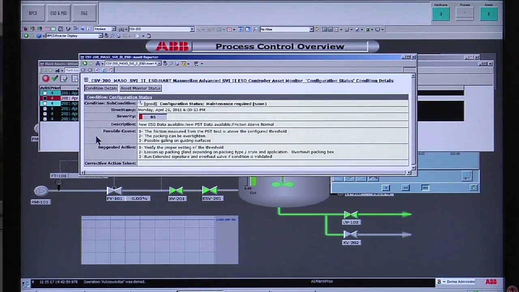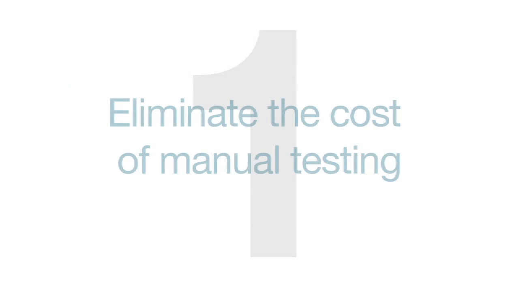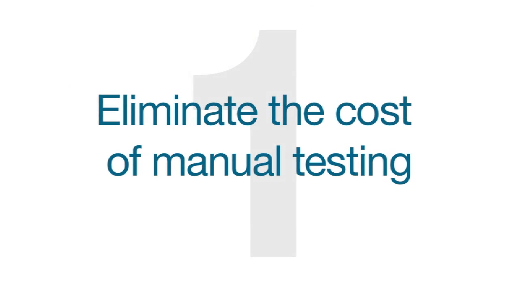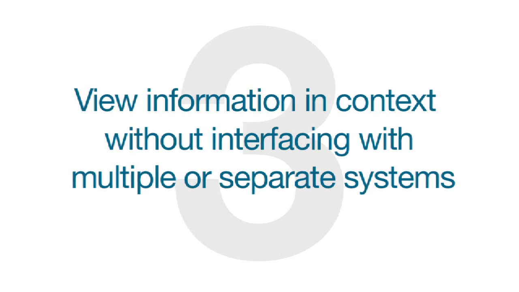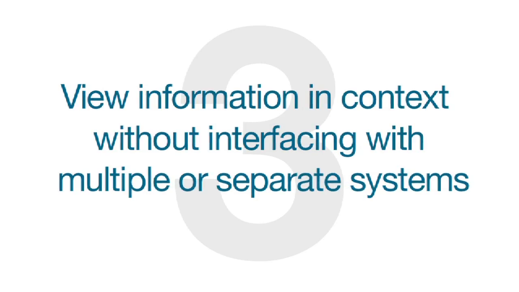Within 800XA, from this type of information, we could then proceed to create a work order and so on if we're connected to a computer maintenance management system. In summary, a properly integrated partial stroke test implemented as part of your overall proof testing strategy will enable you to: 1. Eliminate the cost of manual testing, 2. Improve safety of your facility due to the accelerating testing cycles, and 3. View information in context without having to interface with multiple or separate systems, and access action-oriented reports, making it easier to catch problems with time to plan and act.